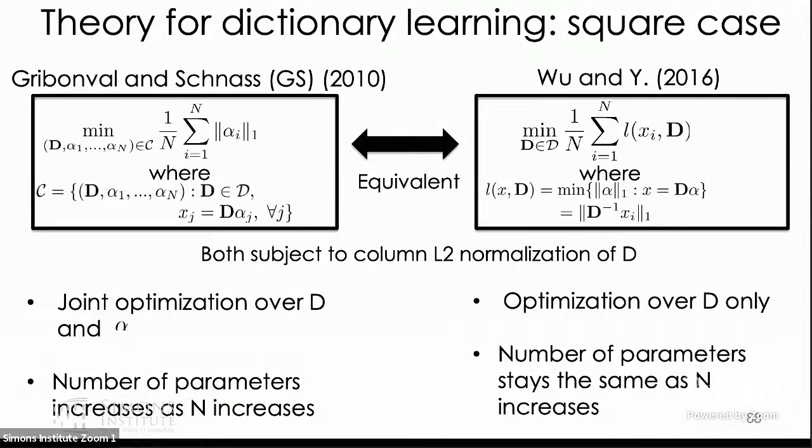Instead of having two parameters, the coefficients alpha and D you want to find, because it's the square case, we can turn the alpha problem into a D problem, so we only have one unknown, which we call the reference dictionary, to find.